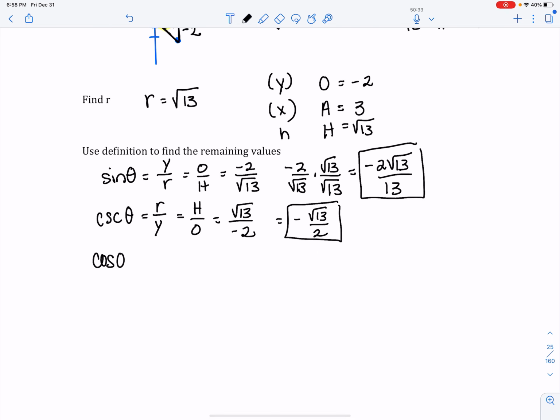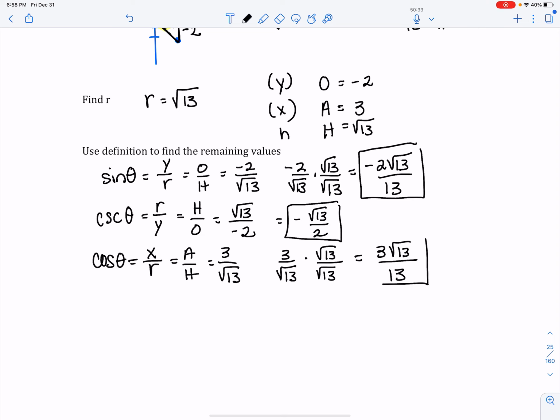Next, let's go after cosine. So cosine was defined as x over r, or adjacent over hypotenuse, either way. So we have 3 over the hypotenuse, which is radical 13. Once again, this is going to require me to rationalize this. So I get 3 radical 13 over 13, and that's simplified.